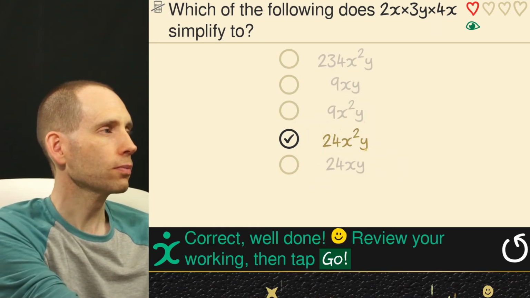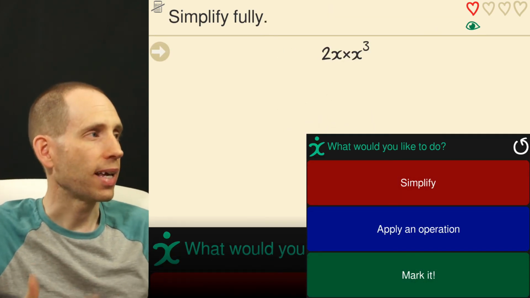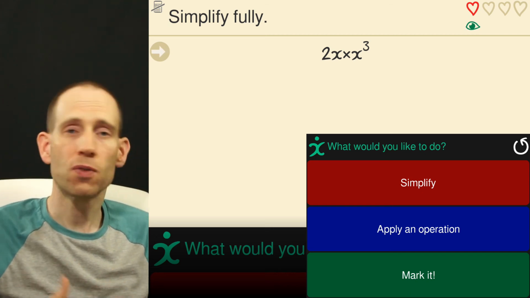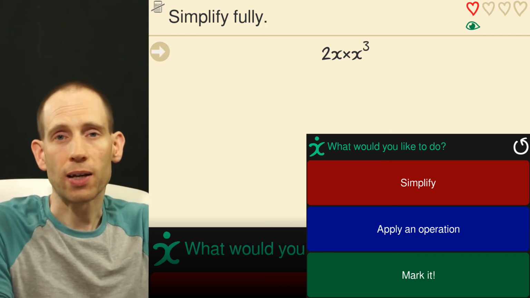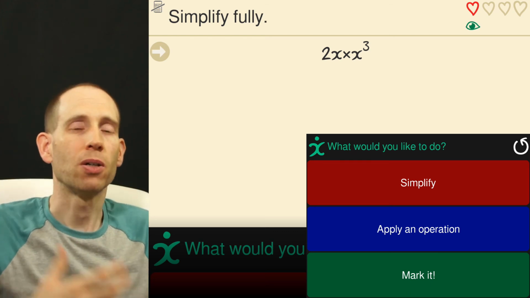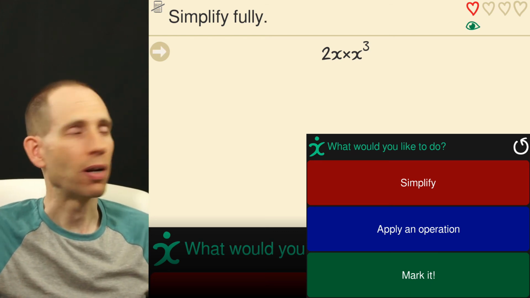There we go. Okay, and now we can get into practicing these questions. So the first few will be in show me mode, and it will show you how to do it. And then after that, in step check mode and independent mode, we have to try and figure it out for ourselves.